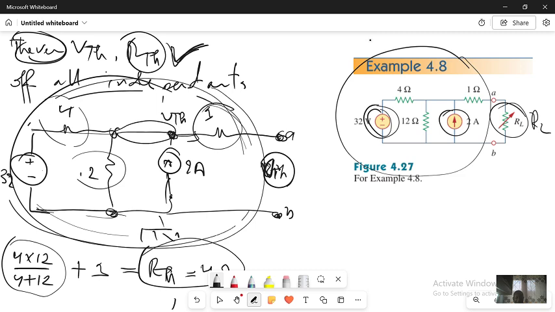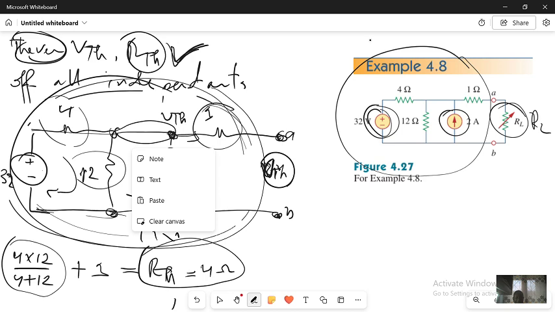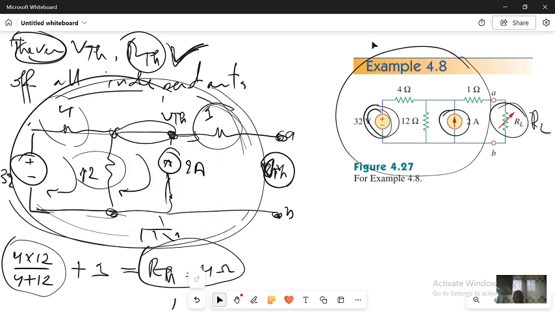Now, how to determine this voltage? If I determine the voltage of this 12 ohm, it is going to be my VTh, because it is supposed to be VTh minus 0, the voltage of this 12 ohms. So how? I have different methods. I can use mesh analysis here. We discussed mesh analysis in the previous video.